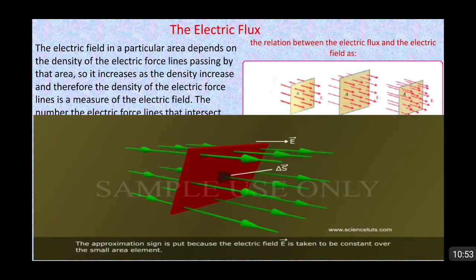The approximation sign is put because the electric field E bar is taken to be constant over the small area element. This is mathematically exact only when you take the limit delta S tends to 0 and the sum in equation 2 is written as an integral.